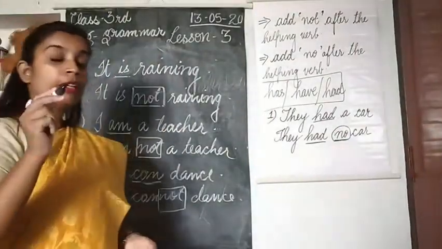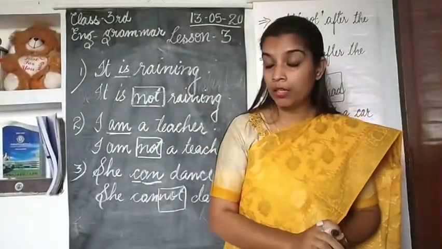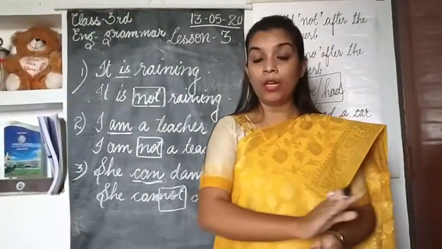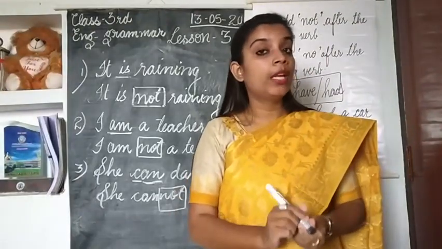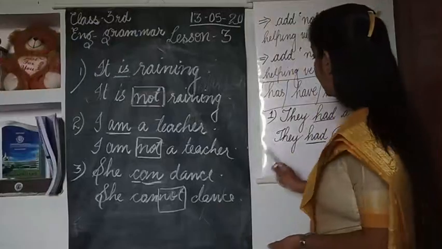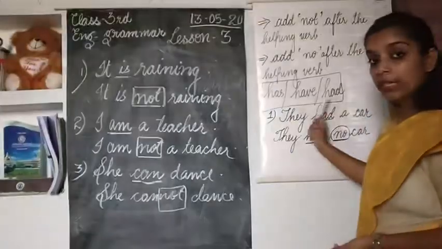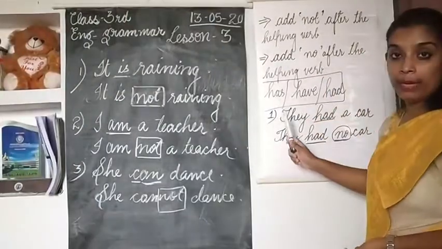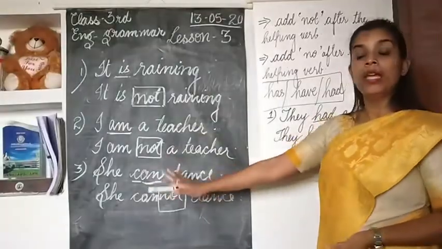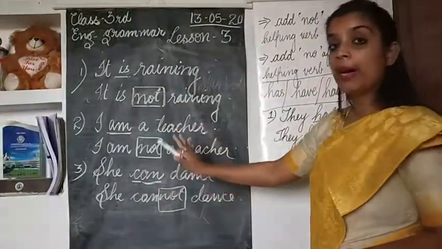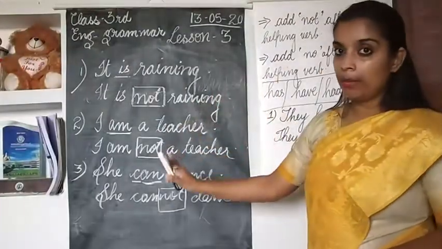So children, just keep this thing in your mind: if you are following the very first rule of identifying whether a sentence has a helping verb in it or not, and if it has a helping verb, then also keep in mind that these three helping verbs show possession, and if they are present, you will have to add no after the helping verb. Okay. And if the rest of the helping verbs are there, you can make that sentence negative by adding not after the helping verb.